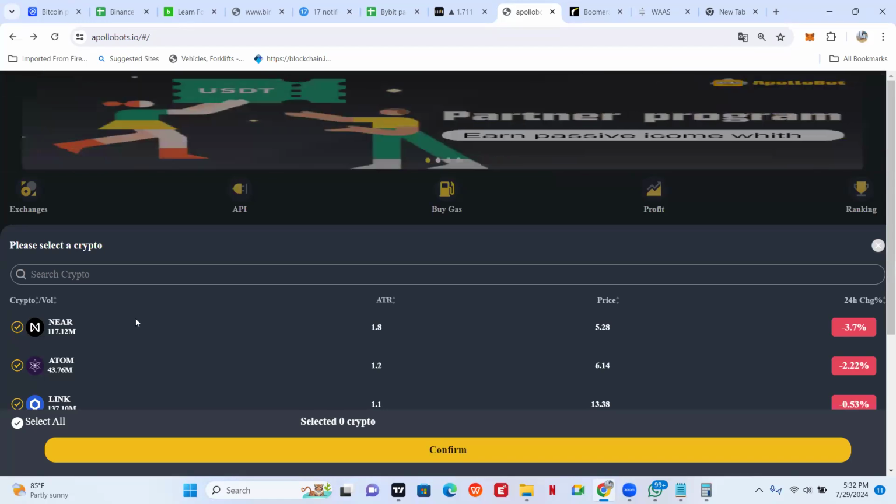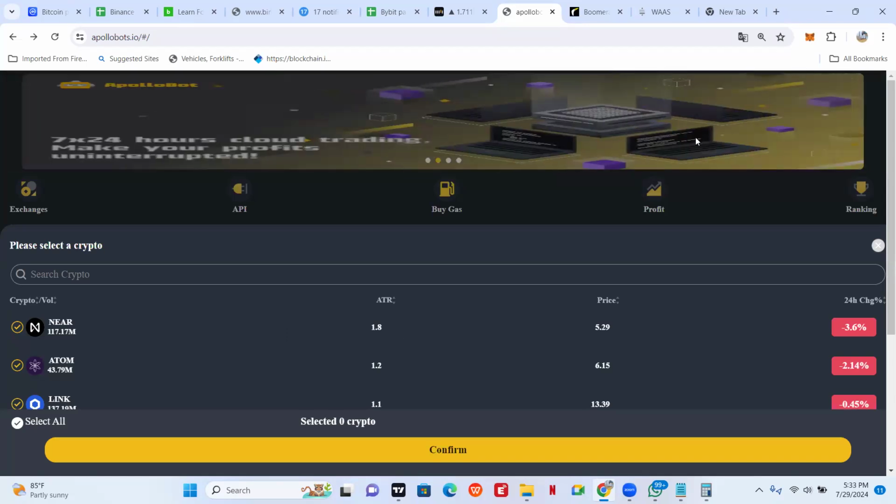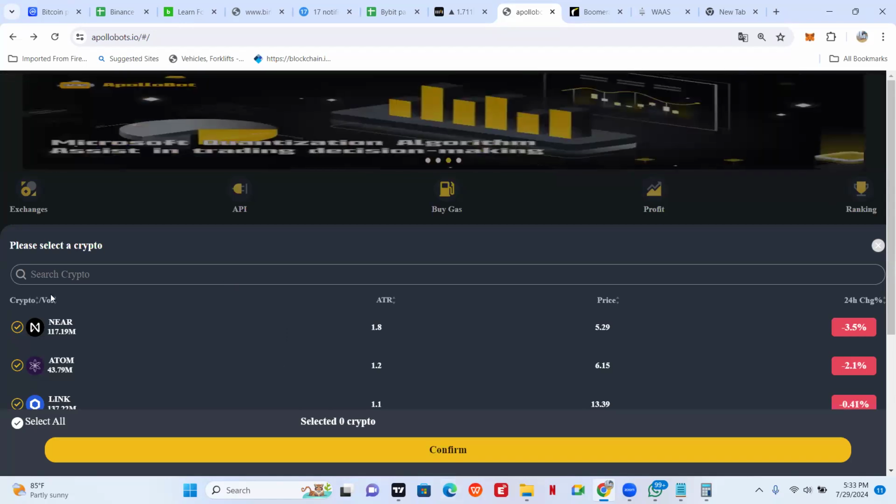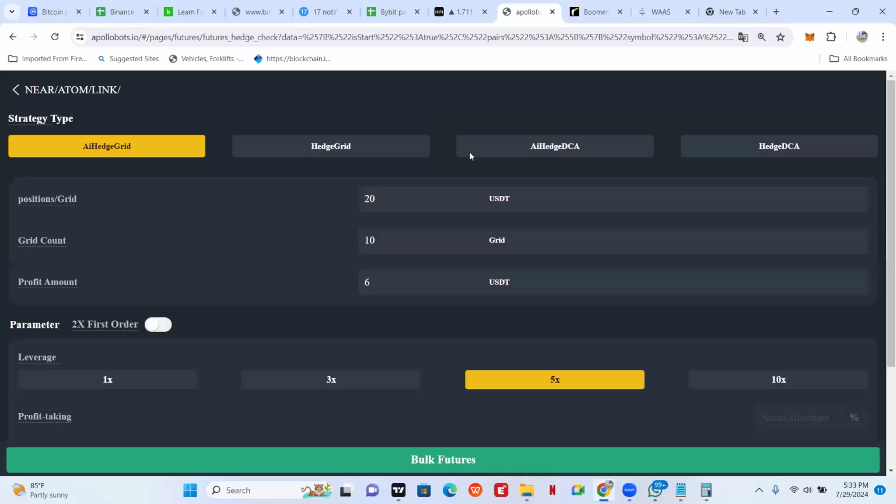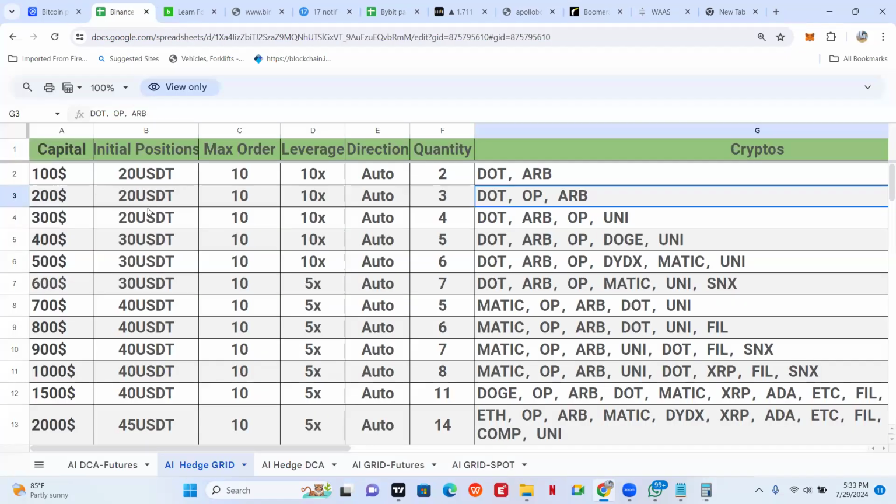Now I have picked these 3 coins because I want to set up a $200 account. Now I confirm. I just confirmed them. Now, what does it say? Follow the parameters. We go back here and we say $200 is trading 3 coins.